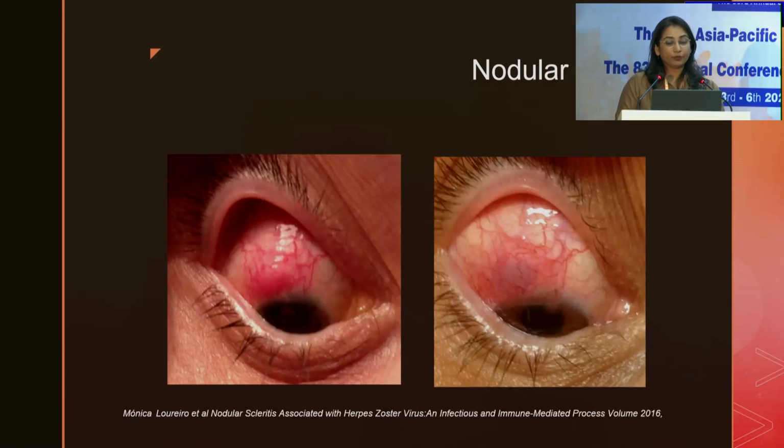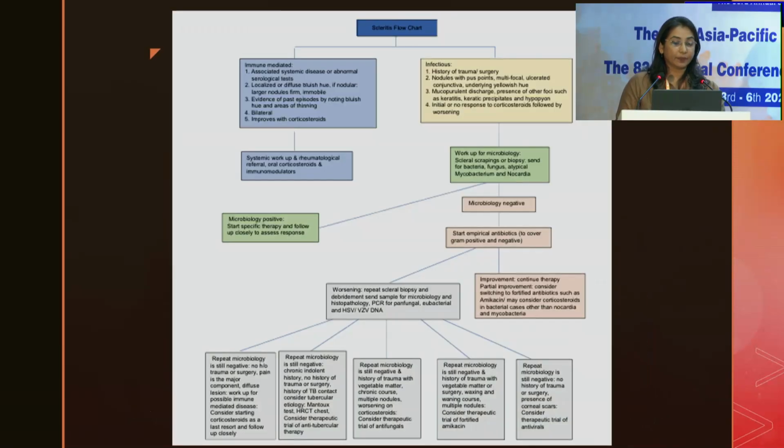This is an example of nodular scleritis. It was because of a viral etiology and was treated with steroids and antivirals. This is a flow chart which I have downloaded from a study, where it has nicely represented the immune and the infectious etiology. Immune we have already discussed.